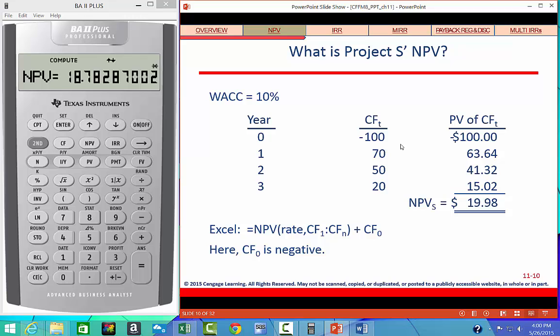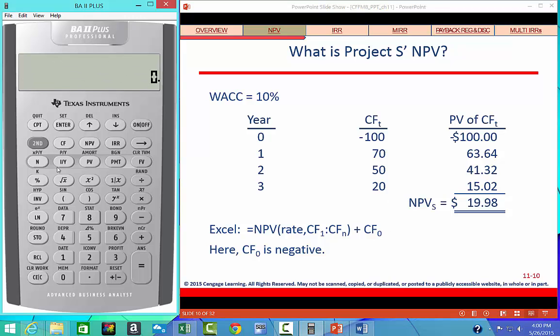And then what about Project S? So we would go back into the cash flow, do second clear work, start entering my cash flows, negative 100, enter. Cash flow 1 is 70, enter. Cash flow 2 is 50, and I'll enter. And cash flow 3 is 20. And then I go to NPV, weighted average cost of capital for the company is 10. So I hit enter and go down and hit compute. And I get 19.98 for the present value, and it's positive.